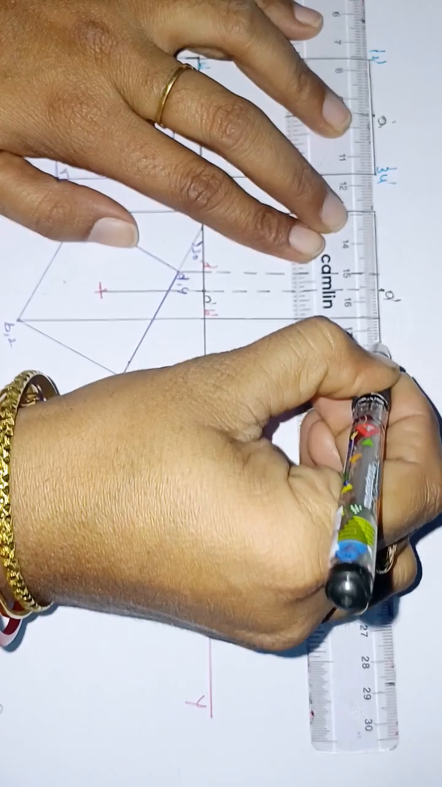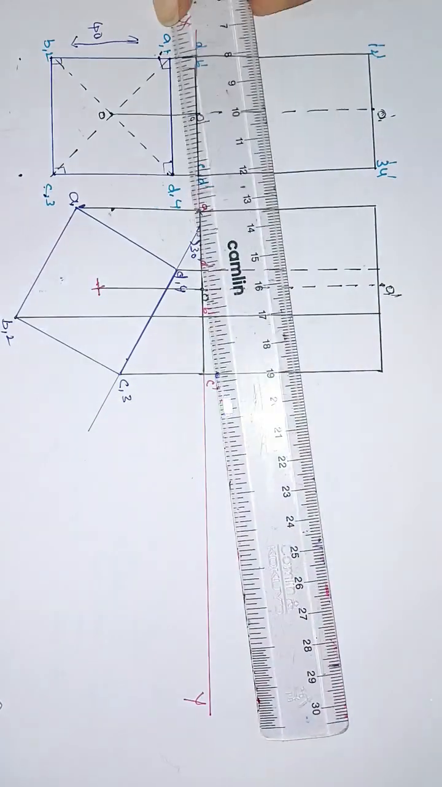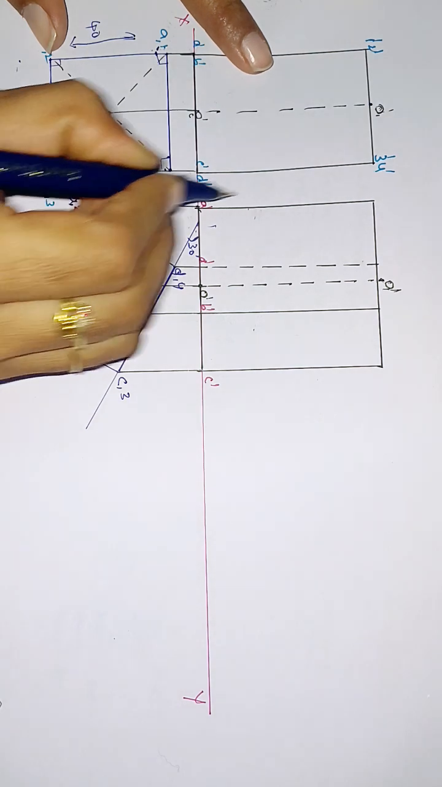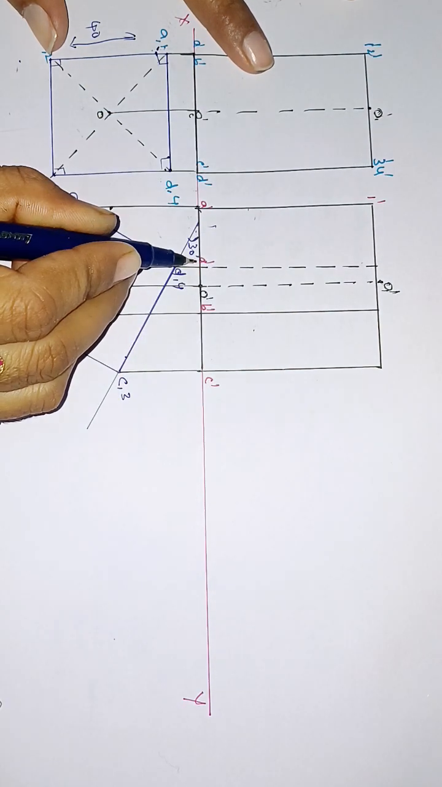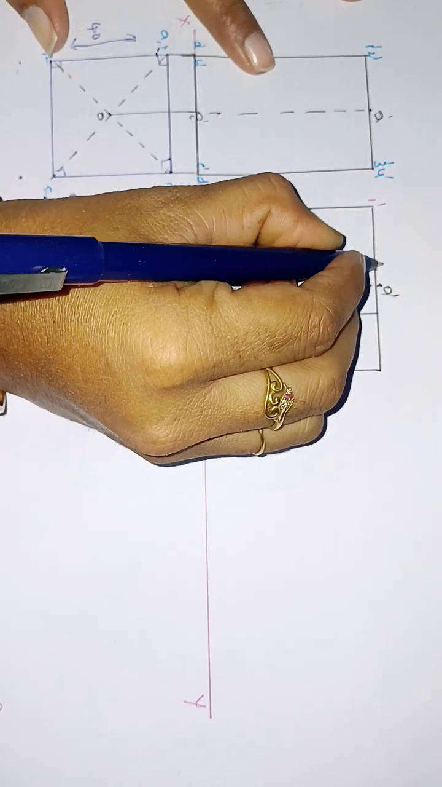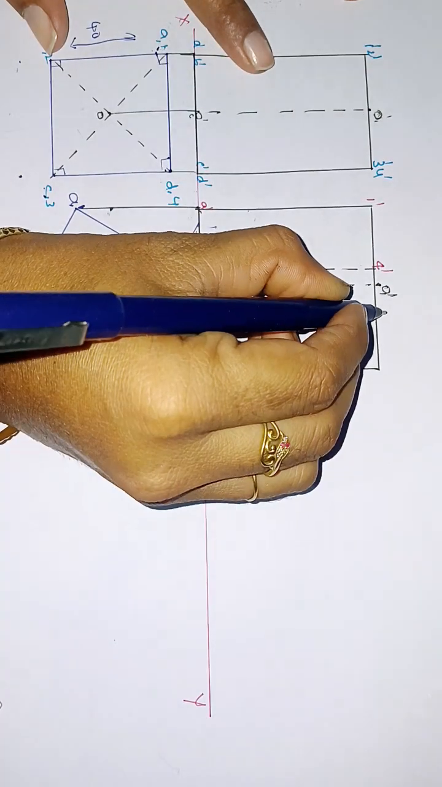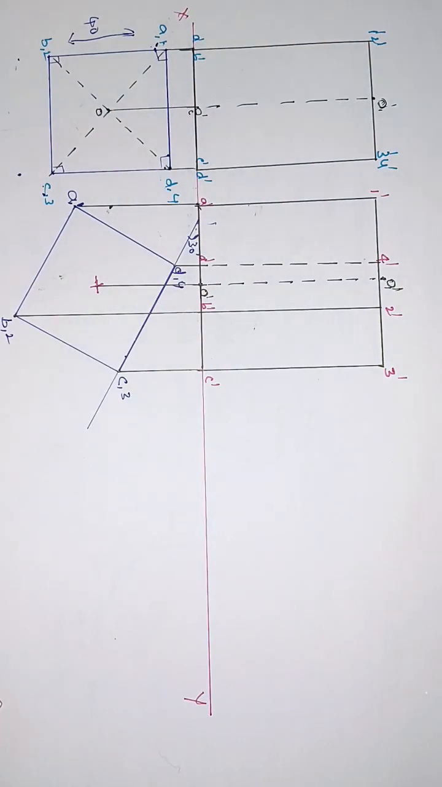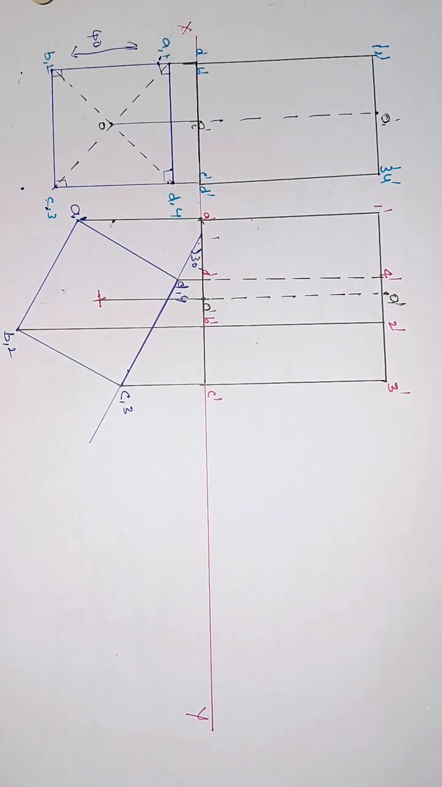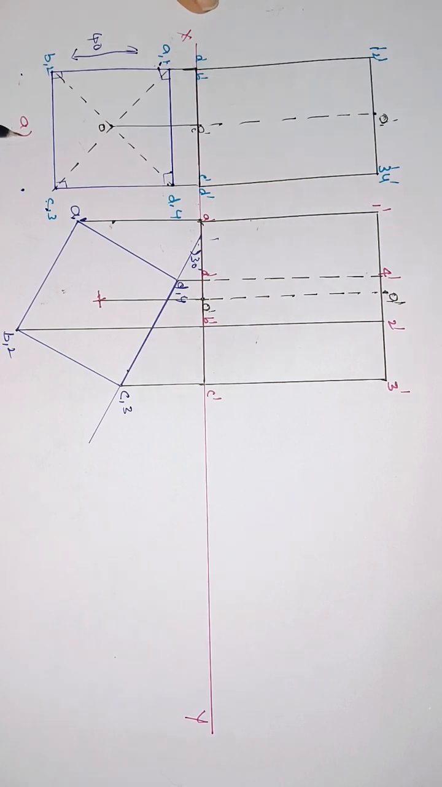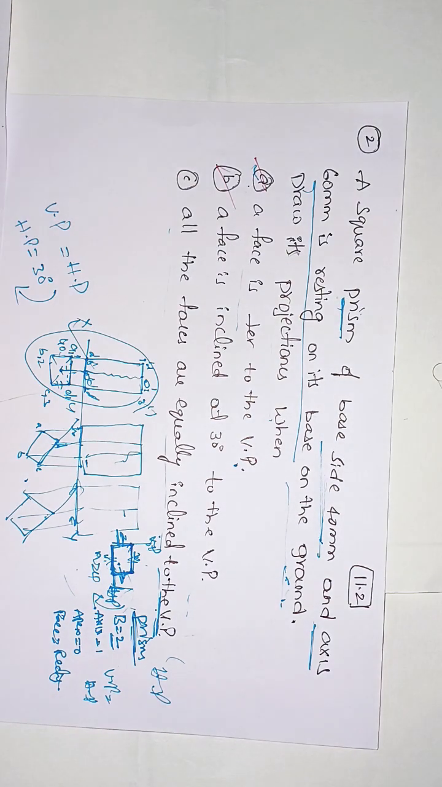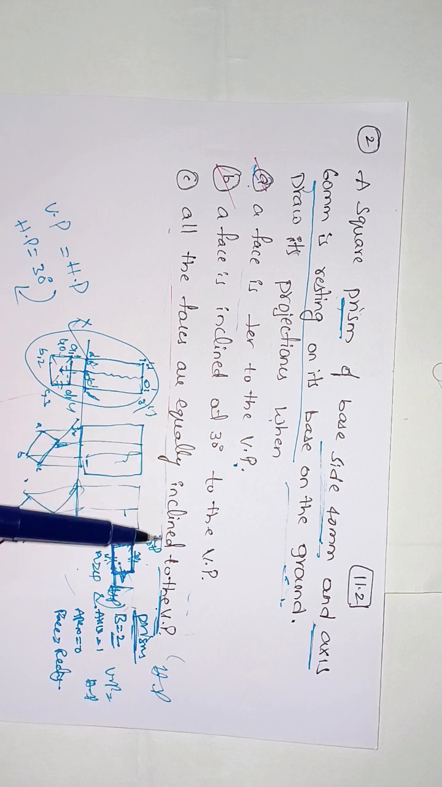So next you have to draw the second base of the prism. Then mark the prism names. A prime means 1 prime, D prime means 4 prime, B prime means 2 prime and C prime means 3 prime. And we have done A and B. Next, a face, all the faces are equally inclined to the VP.